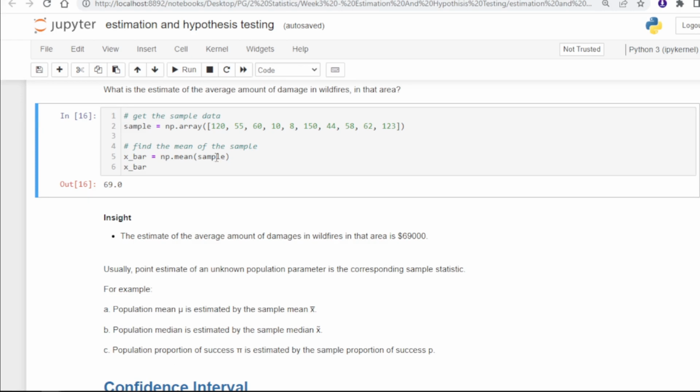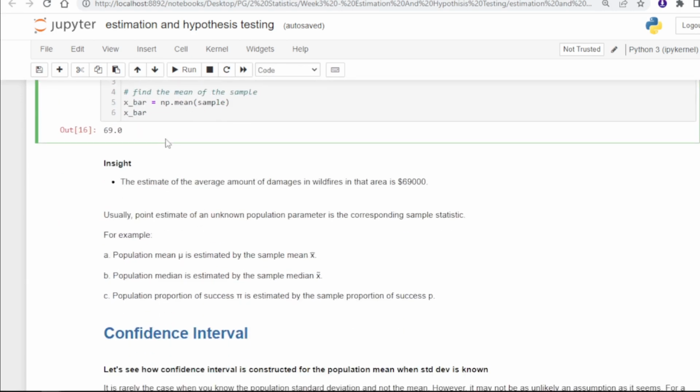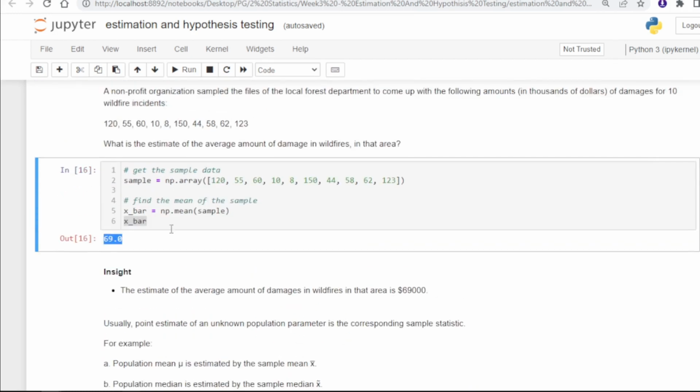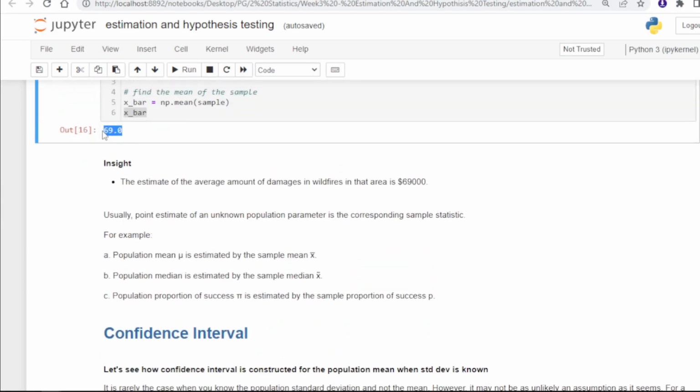So we have our sample, which is an np.array of these numbers. Now we will get the mean of the sample. This is our mean, so it is about 69, which we can say is the average amount of damage in wildfires.